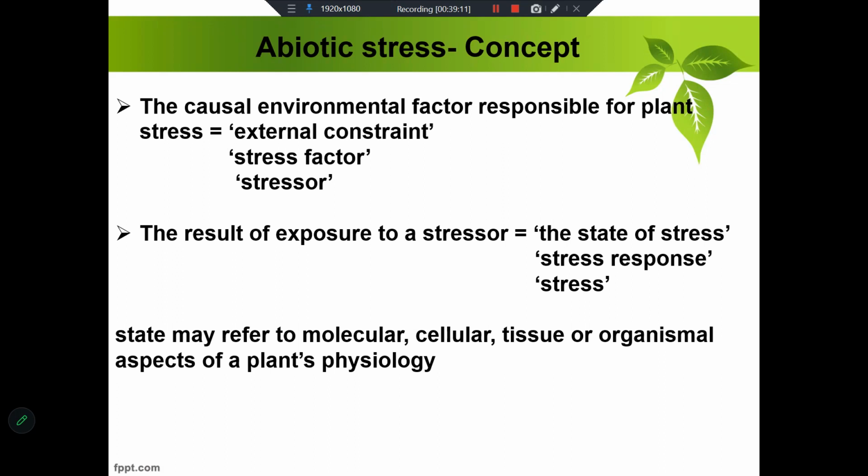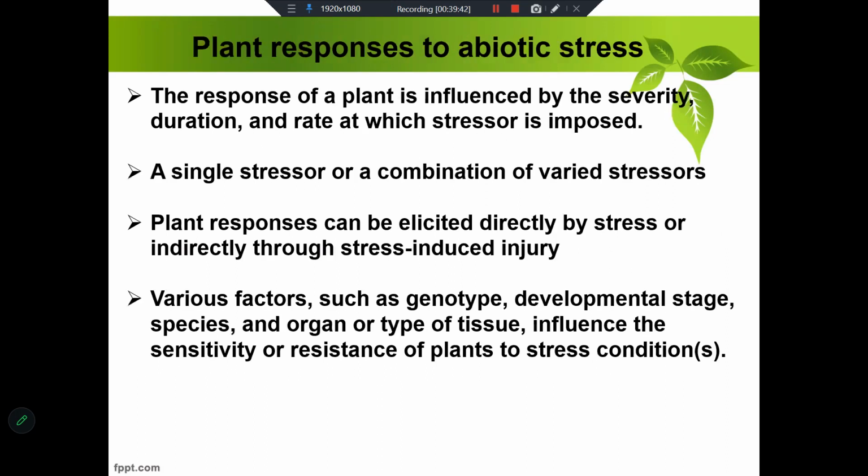The result of exposure to the stressor is what we call stress response, or stress. So stress is something going on inside the plant, a physiological change in the plant, that is what we call stress. Okay, so this stress can be discussed at the molecular level, cellular level, tissue or organismal level related to the plant physiology.